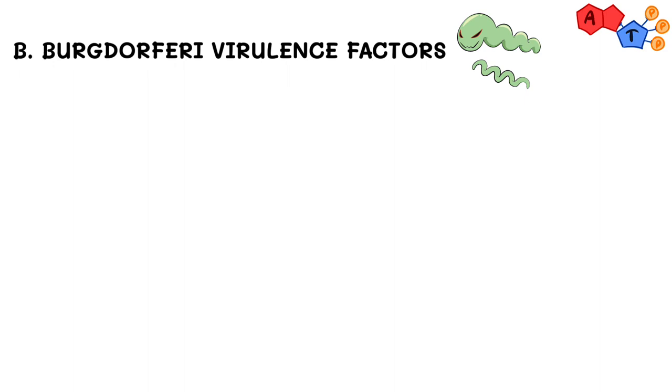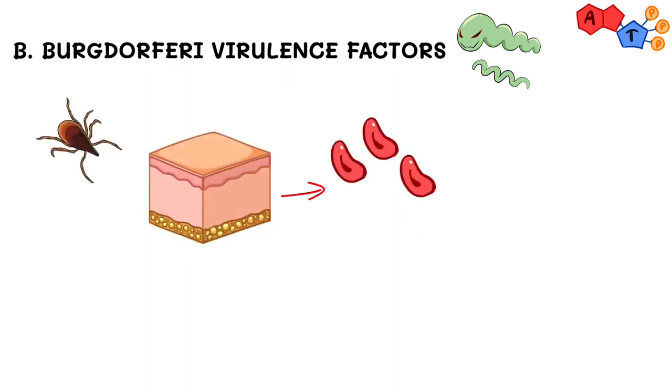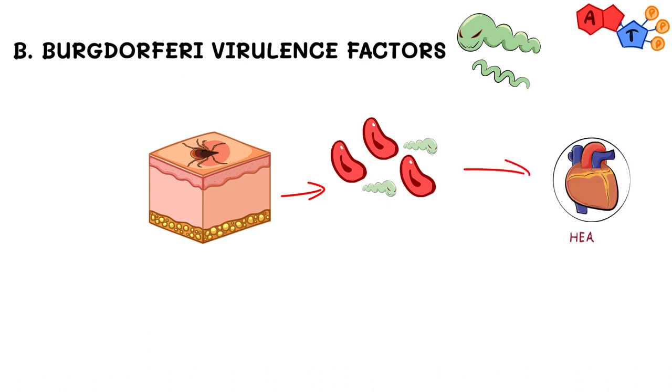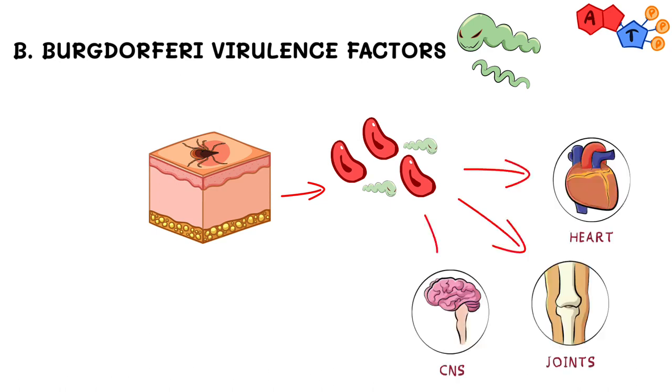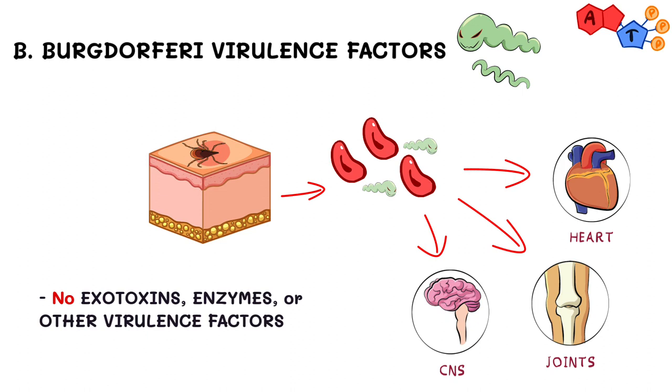After knowing about the special features of these bacteria, the question now is, what enables them to cause disease? The answer is so simple. Remember that we've mentioned that Borrelia are transmitted by ticks. Thus, the organism spreads from the site of the bite through the surrounding skin, and then it disseminates via the blood, causing bacteremia to various organs, especially the heart, joints, and the central nervous system. However, there are no exotoxins, enzymes, or other virulence factors that have been identified so far for this organism.